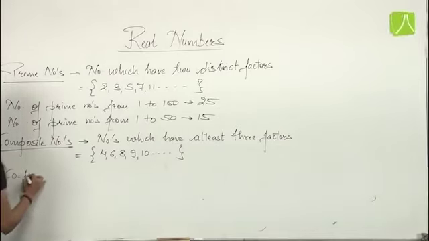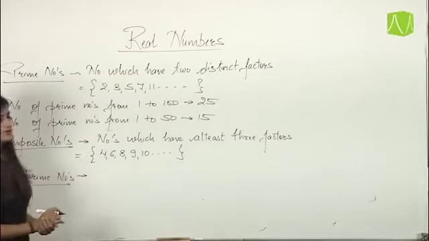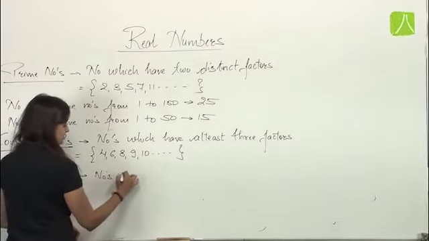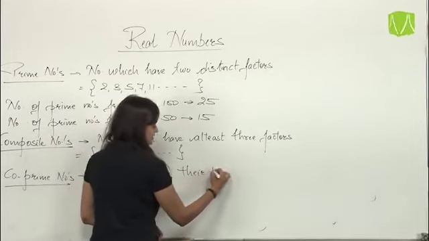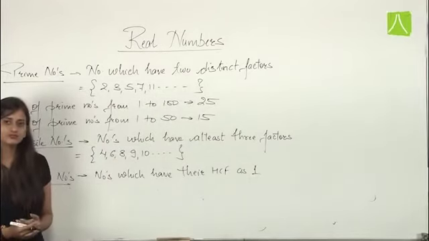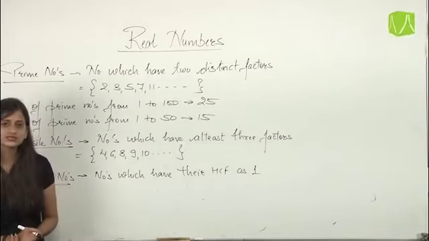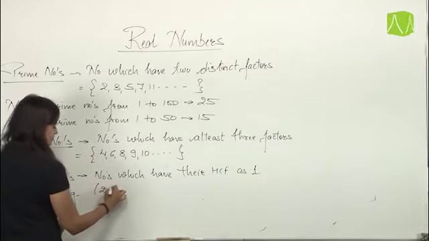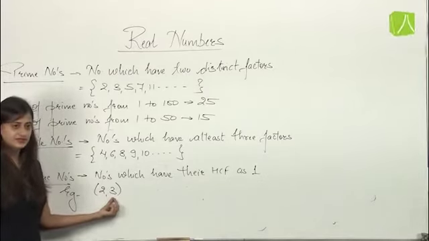Next, co-prime numbers. Co-prime numbers are those numbers which have their HCF as 1. Both can be prime, or both need not be prime; it depends. Numbers which have their HCF as 1 are known as co-prime numbers. Example, 2 and 3. These two numbers are co-prime to each other as 2 and 3 have HCF 1.